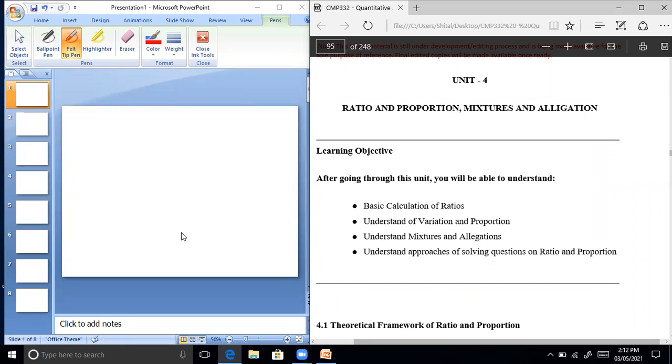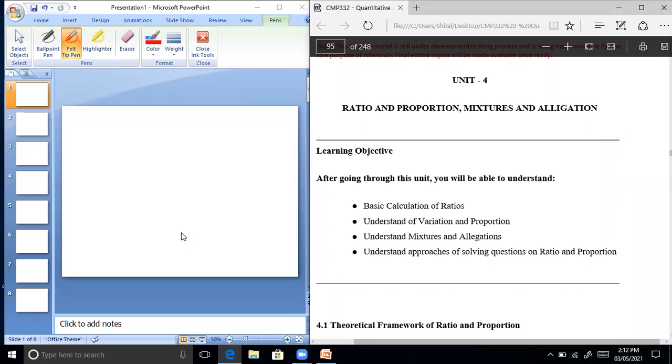Hello friends, today we will start with Quantitative Aptitude CMP 332, third year BCA subject. In Quantitative Aptitude, today we will learn about Unit 4, that is ratio and proportion, mixtures and allocation.